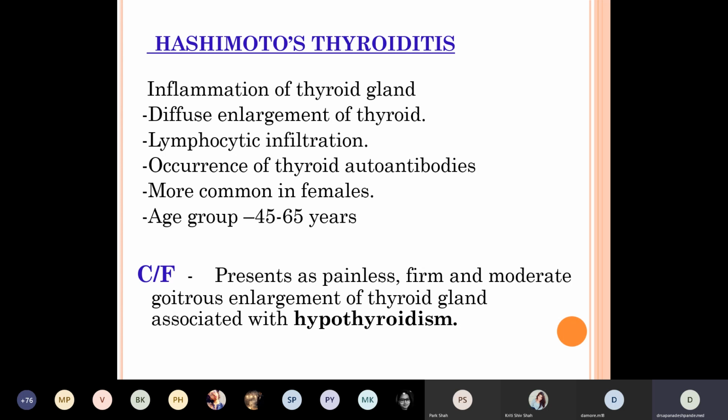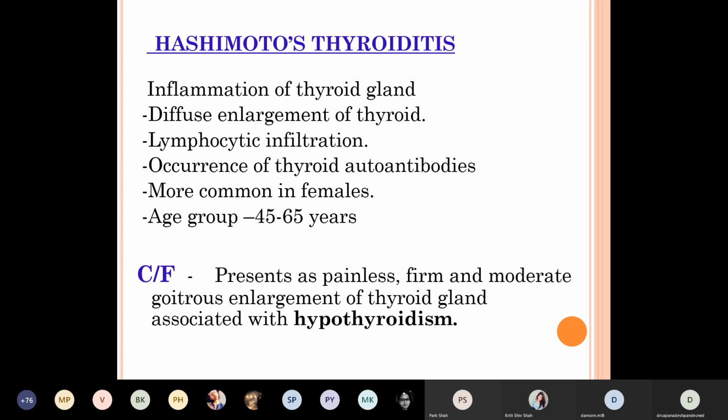So what will you see on cut surface, clinical features? Presence of painless. Okay, it is an autoimmune disease, so there is no pain, painless form, and moderate goitrous enlargement. It will not be like a large enlargement of the goiter. Enlargement will not be more, but it will be diffuse. Okay, so there will be enlargement of the thyroid gland associated with hypothyroidism. So in hypothyroidism, TSH will be low.